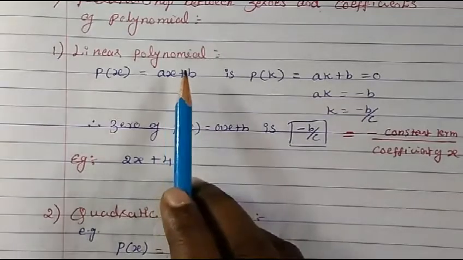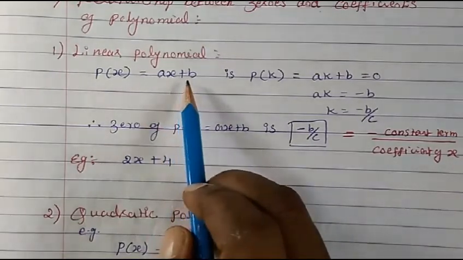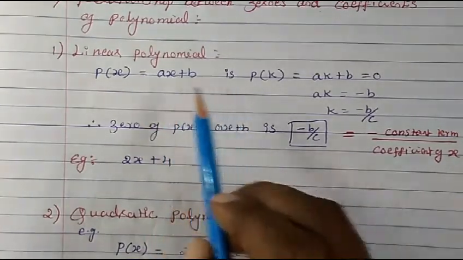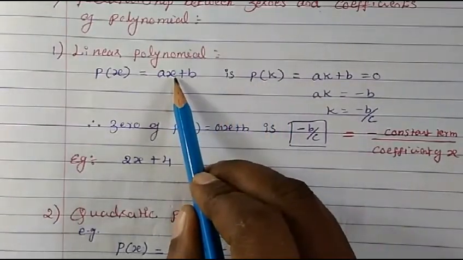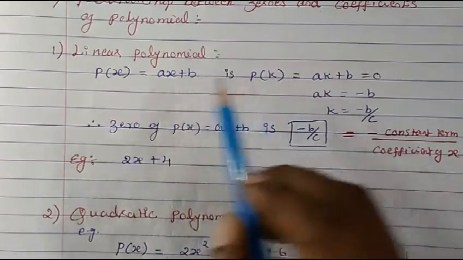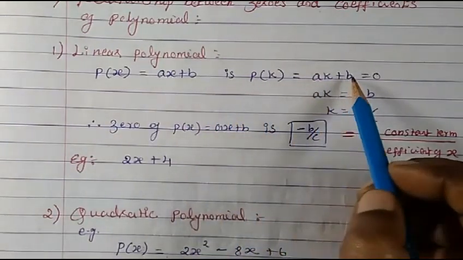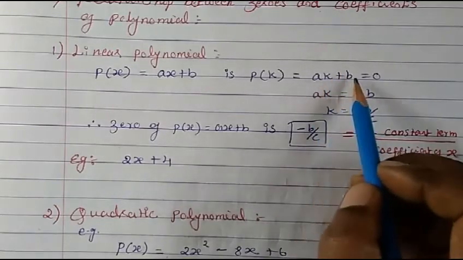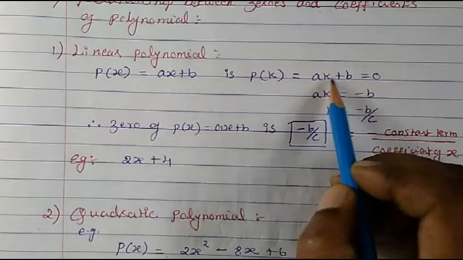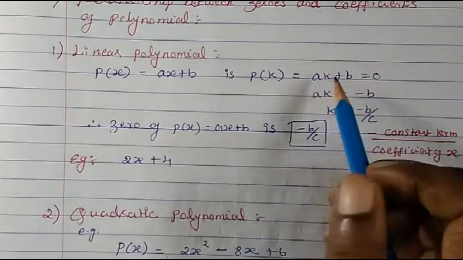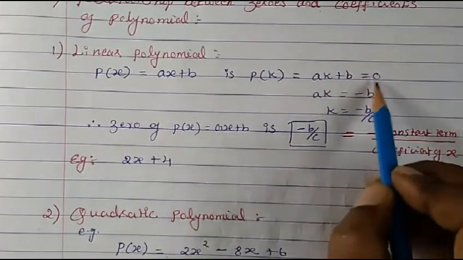For the linear polynomial, for example, we have taken a general formula, that is ax plus b. Here x can be any variable. That is why we have taken p of k is equal to ak plus b, because a and b are constants, they are numbers, and k is any variable. It can be x or y or z, anything. That is why it's written as ak plus b equal to 0.